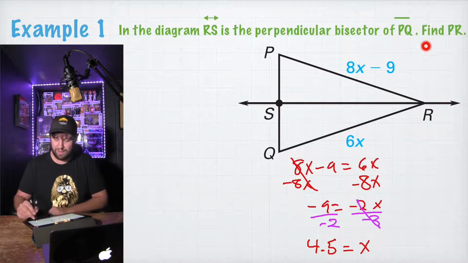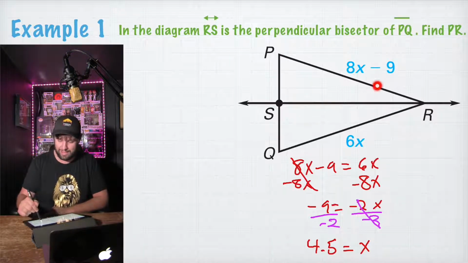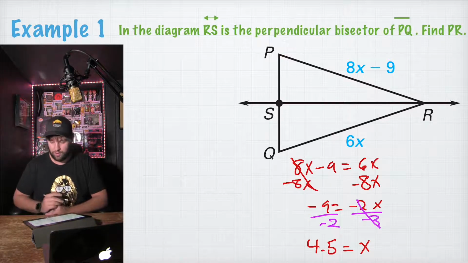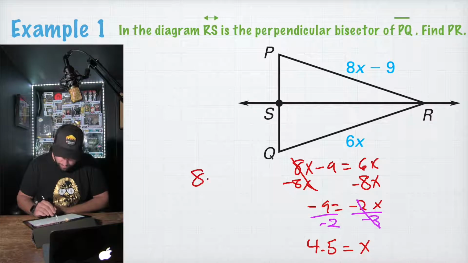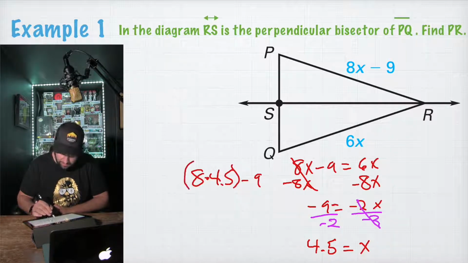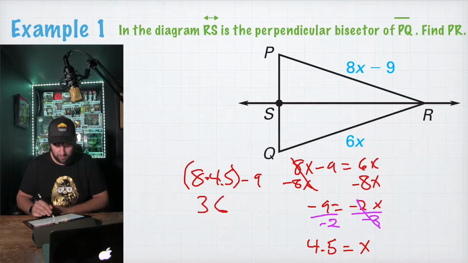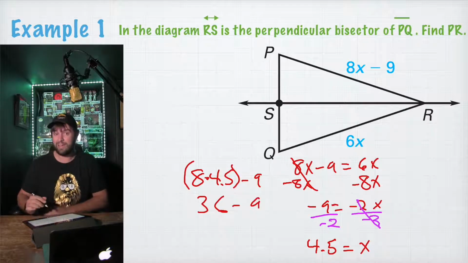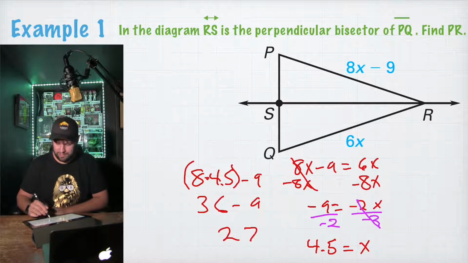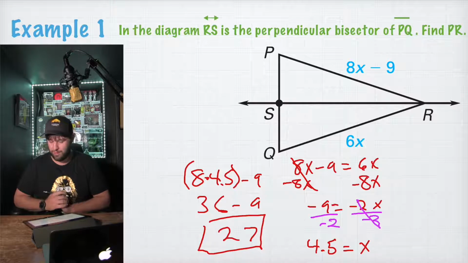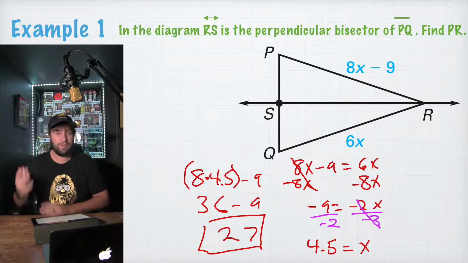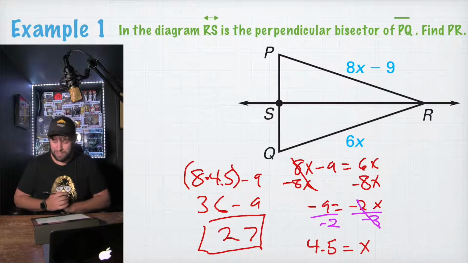Now, that is not the question. They're not asking us to find x. They want to know what the length of PR is. So we take this and plug it back into that equation. So 8 times 4.5 minus 9. 8 times 4.5 is going to be 36. Minus 9 is going to give us 27. So our answer is 27 units. The length of PR is 27 units. So we just set them equal in this instance.